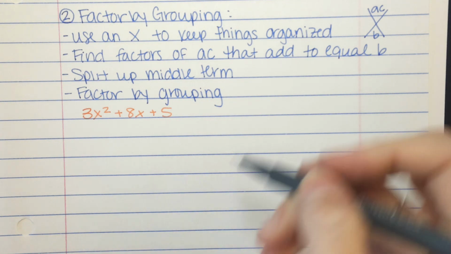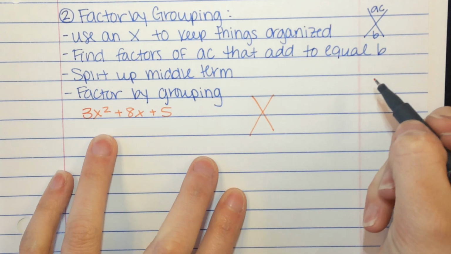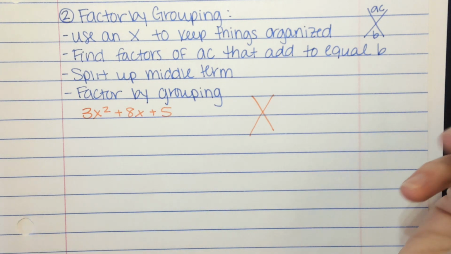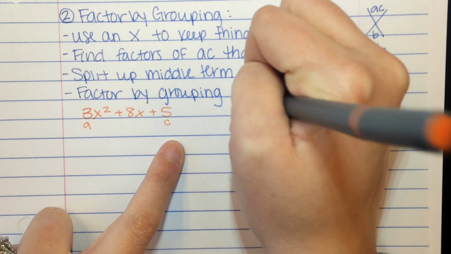So you can use an X to keep things organized. And we need to find factors of AC that add up to equal B. So we know this is A and this is C. So 3 times 5 is 15.